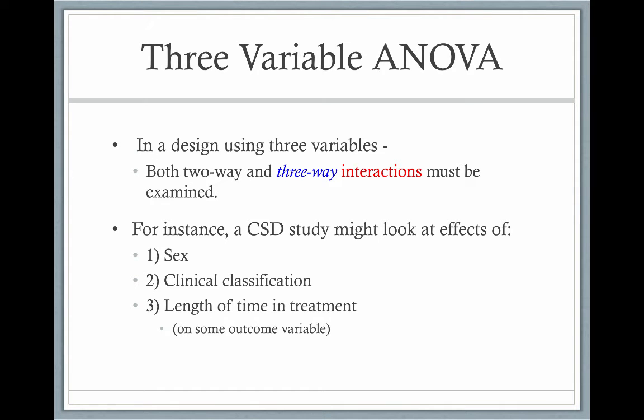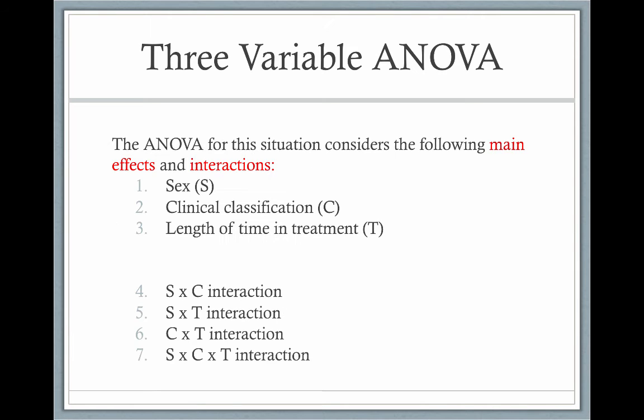Now we can make it even more complicated. We could do a 3-way ANOVA. And then we have even more interactions. So let's look at a study that might look at sex, clinical classification, and length of time in treatment, or some sort of outcome variable. The ANOVA in this situation considers the following main effects for interaction: sex, clinical classification, and length of time in treatment. So now we've got, look at what we're looking at. How complicated is this? So we're looking for 3 main effects, and then we have to look at all these different interaction effects. Again, we have the computer do this.